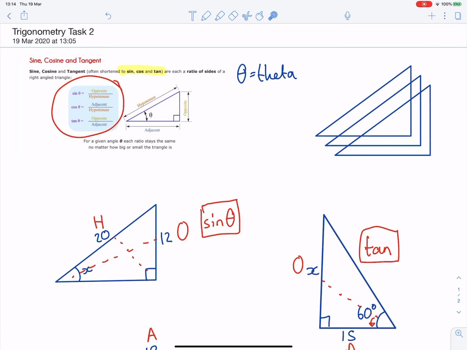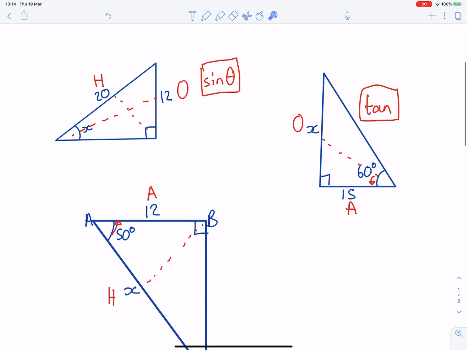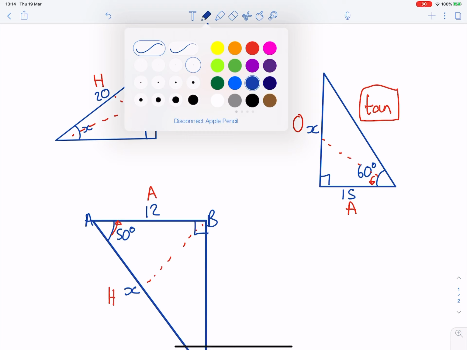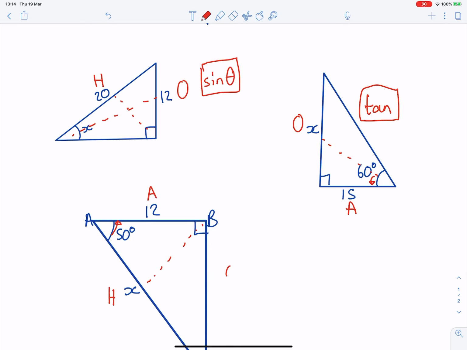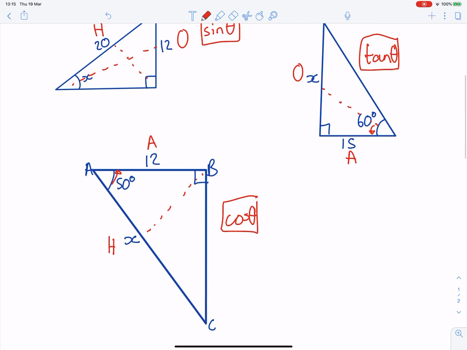Sine theta is O and H. Cos theta is A and H. A and H, perfect. So then we know that this one is going to be cos. Okay, cos theta. Probably should put tan theta in there. Okay, that's all you're going to be doing for the next task. I'll actually go through the task in the next video.